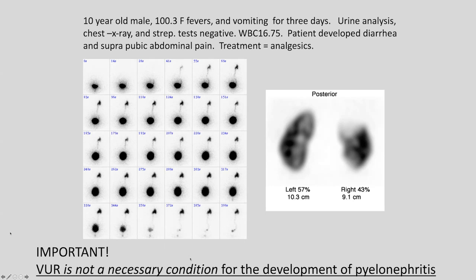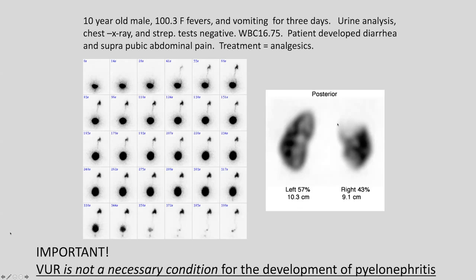But it's important to remember that vesicoureteric reflux is not a necessary condition for the development of pyelonephritis. So in the past, most people in the US at least would rely more heavily on voiding cystography to determine whether or not this patient has pyelonephritis. On the European side, they did not place as much emphasis on cystography. They called this a top-down approach.